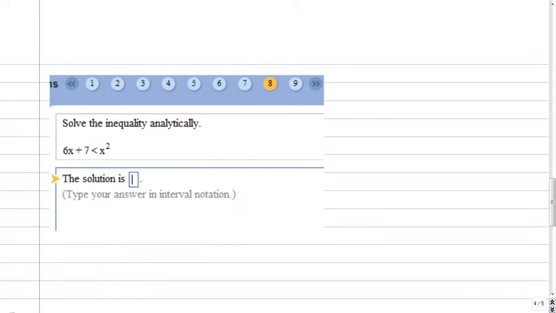Now, number 4 is to solve the inequality 6x plus 7 is less than x squared, and again to do that analytically. So we want to find out where 6x plus 7 is equal to x squared. If we set it to 0, we would have x squared minus 6x and then minus 7.